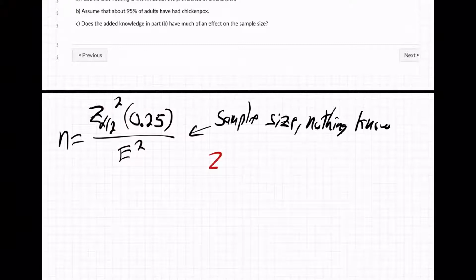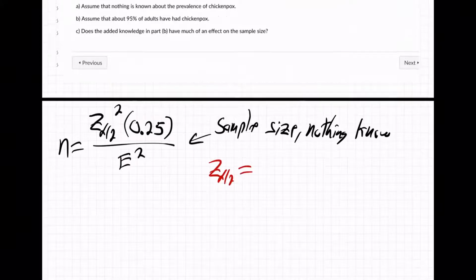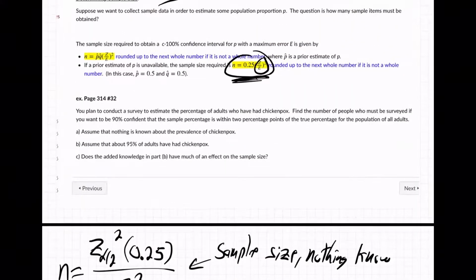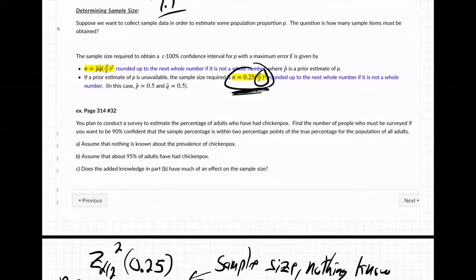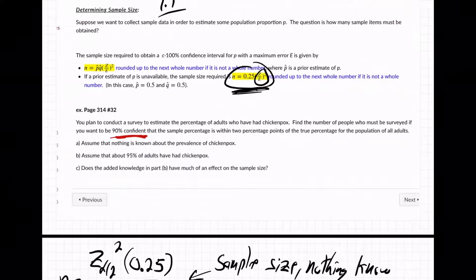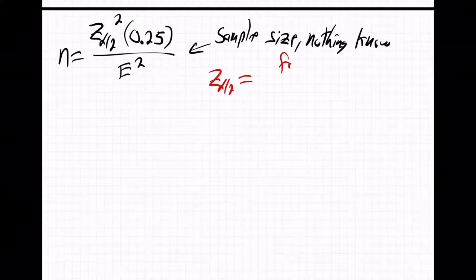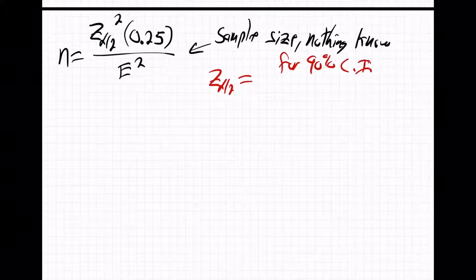So first off, what is the Z alpha over 2 thing? That's what we've got to figure out. What are we trying to do? 90% confident. So it's for a 90% confidence interval, right? So then you go to the chart. Remember the charts? Let's go there.